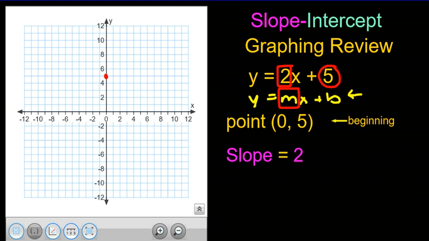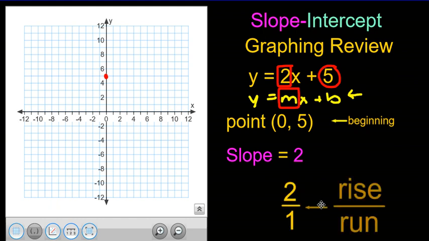We simply write that 2 as an improper fraction, and then we have to recognize that the top is the rise and the bottom is the run. So I'm going to rise 2, so I'm going to go up 2 and I'm going to run 1 to the right. Up 2, 1 to the right. And this is how I'm creating my points. Now I only need 2 points to make a straight line.